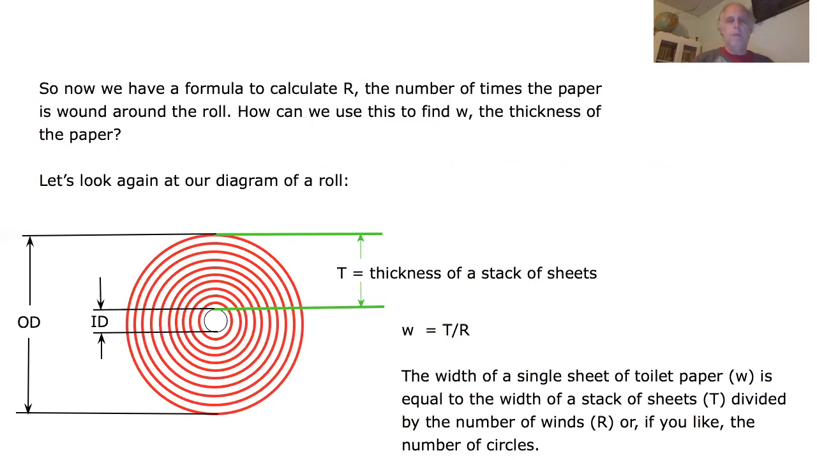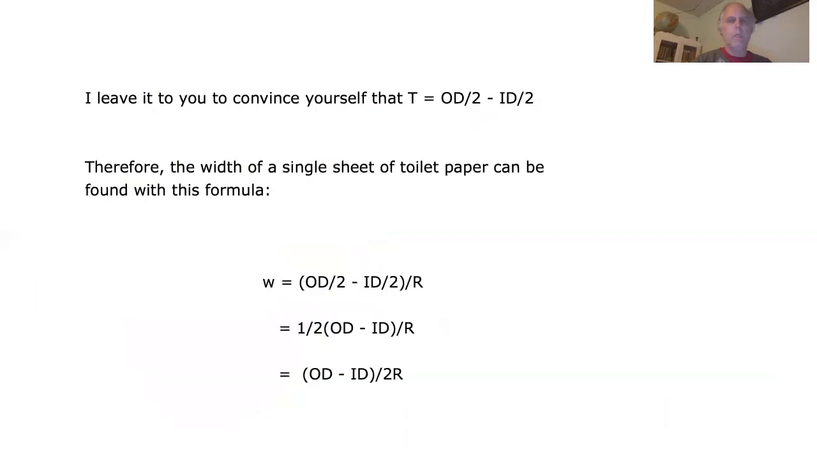Now we're almost there. We have a formula for calculating R. How do we calculate T, though? Well, here I leave it to you to convince yourself that T is equal to the outer diameter divided by 2 minus the inner diameter divided by 2.